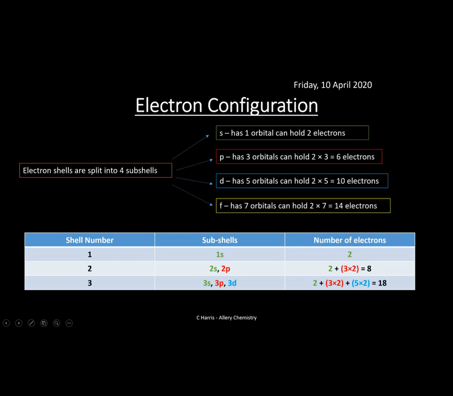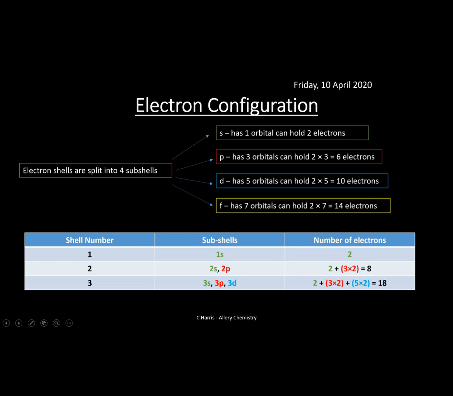So effectively, we know that an s subshell has 2 electrons, and a p subshell has 3 orbitals in there, and each orbital can hold 2 electrons. So that means we've got 8. So that's how we split it up, and you can see the colours are colour-coded there. And shell 3 has a 3s, a 3p, and a 3d. So we have 2, and then 6 here, and then 10 here. So actually, in this shell, we can have up to 18 electrons.